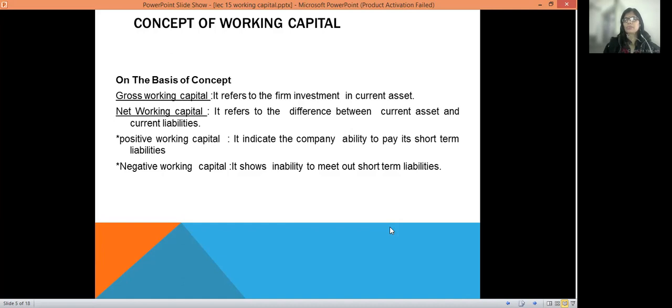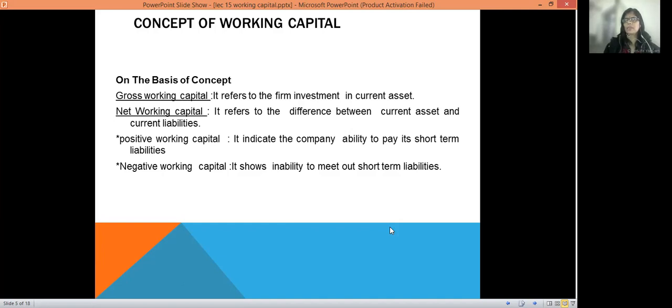And next one is positive working capital. Now, what does it mean? Positive working capital actually indicates the company's ability to pay its short-term liability. Means you are solvent for paying the short-term liabilities. You have the capability to manage your obligations for the short duration of time. That is a positive working capital.